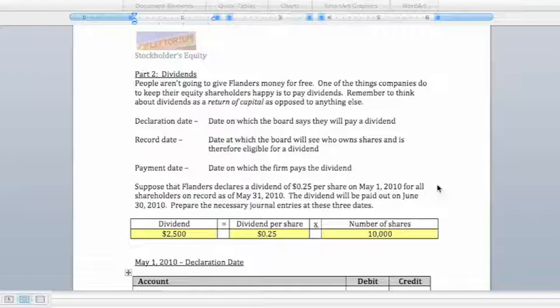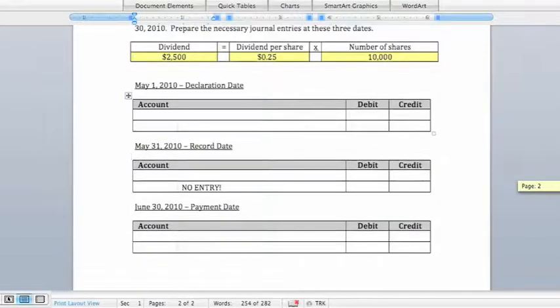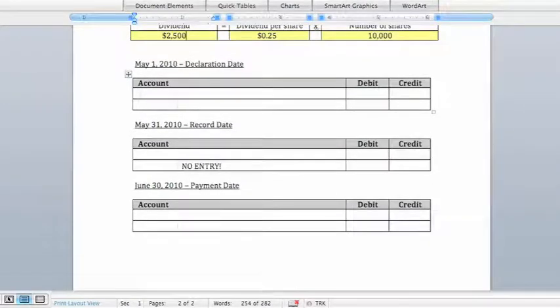And so, as I mentioned, a dividend declaration involves a legal obligation. So as a result, on the date of the declaration, we're going to end up crediting a liability account, in this case called dividends payable, for the amount of the dividend. In this case, it is $2,500. And the debit is to our temporary account dividends. And that's going to be for another $2,500.